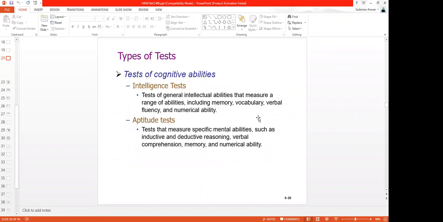In addition to the methodology of the tests, which could be online or offline, the different other types of tests include tests of cognitive abilities. In the set of cognitive abilities, we evaluate two things: intelligence tests and aptitude tests. When you talk about intelligence tests, it says that tests of general intellectual abilities that measure a range of abilities, including memory, vocabulary, verbal fluency, or numerical ability. Okay, like you attempt different IQ tests.